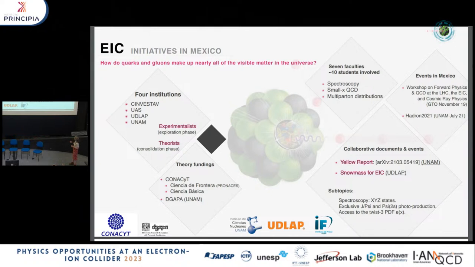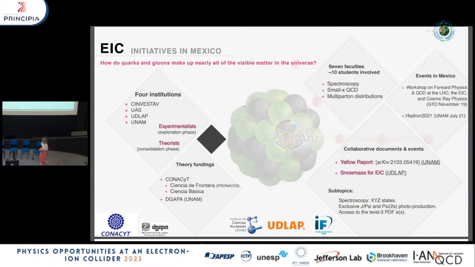We were part of the Yellow Report. We were part of the Snowmass for EIC. And we have subtopics that go from spectroscopy to structure, so there's a lot of things happening in Mexico. So that's for the activity, and I apologize if I forgot to mention something. And of course, the Dyson-Schwinger activity that is well represented here.